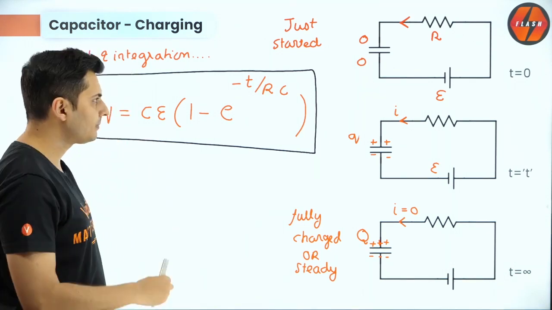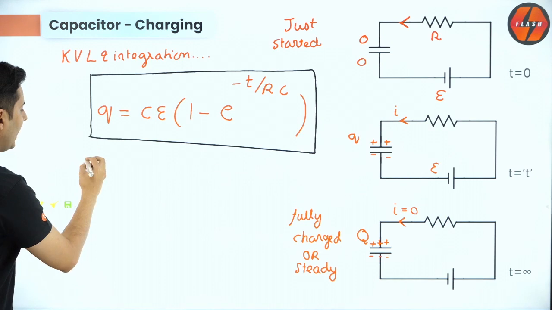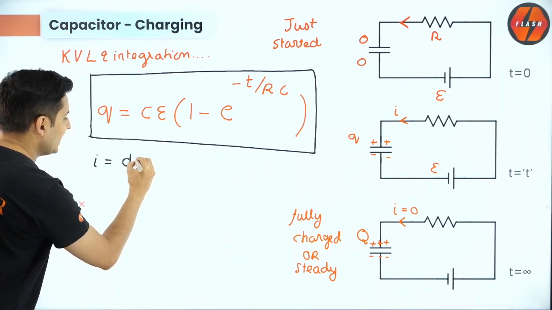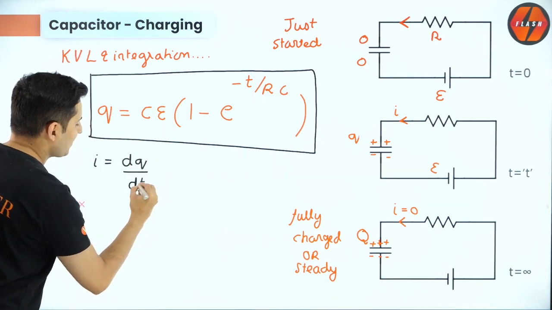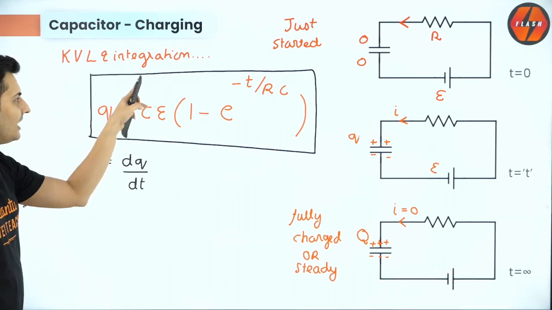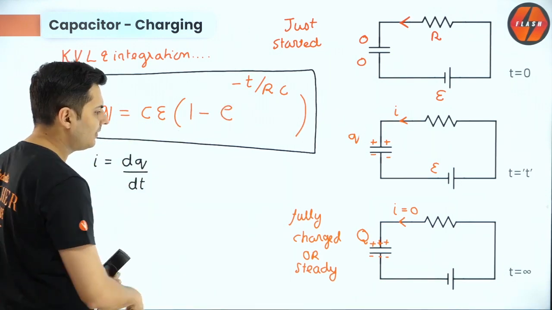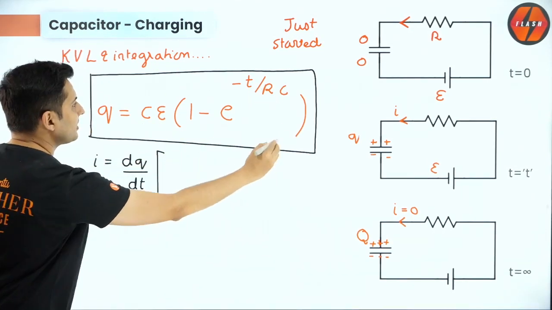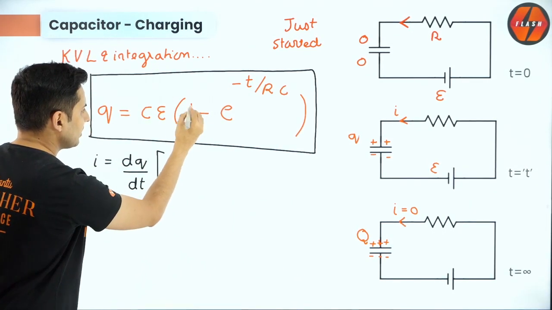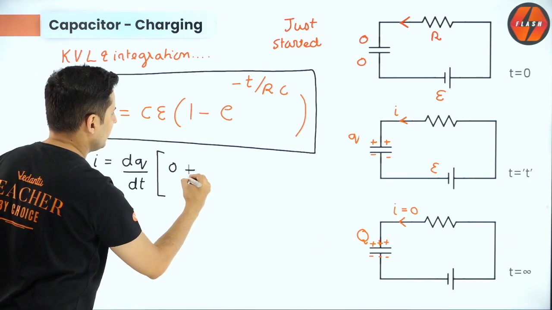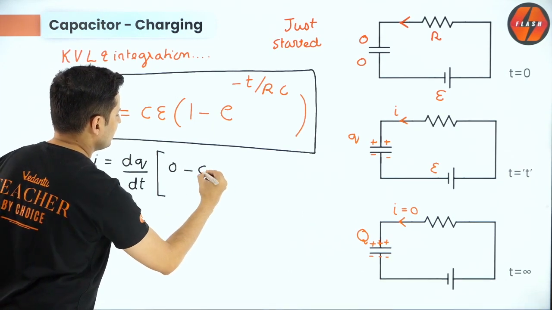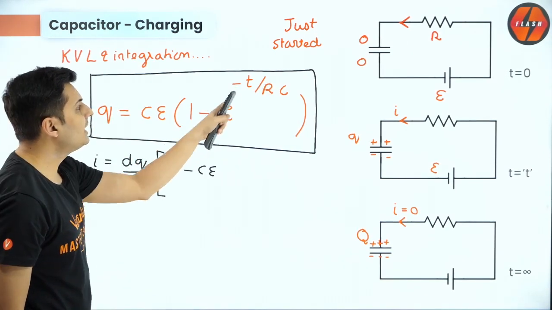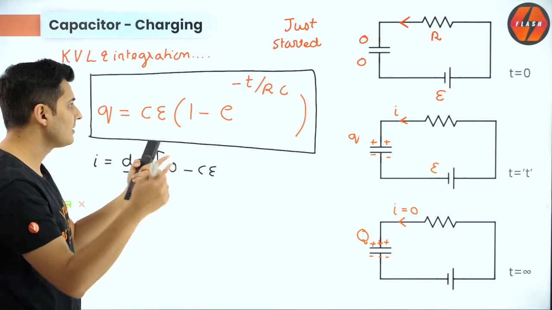Now let's think about it. What will happen if I try to find the current? The current will be dq by dt, guys. So it's as good as just differentiating this equation. You can try differentiating this equation mentally. It's not that difficult. The derivative of this function will be: this is a constant, so 0, plus minus CE, and the minus minus has already come, e to the power minus t by RC is the derivative.